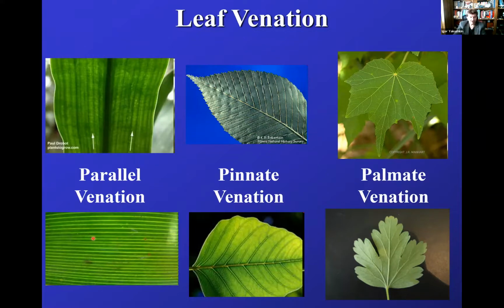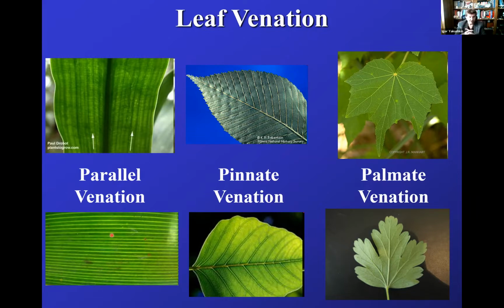Parallel venation: whenever you're looking at the leaf, the veins are running parallel. Yes, from the point of view of math, it's not truly parallel because they start from one point and then they end up at the end of the leaf.